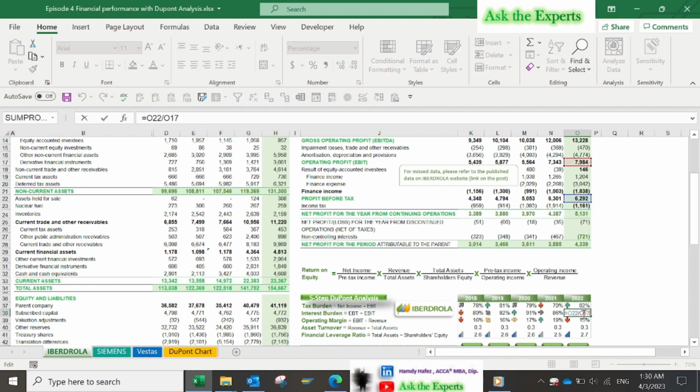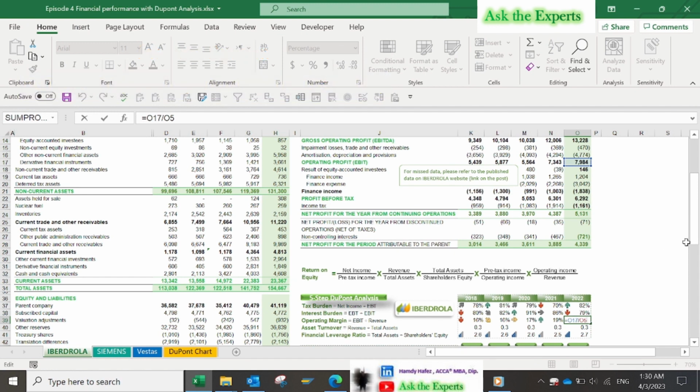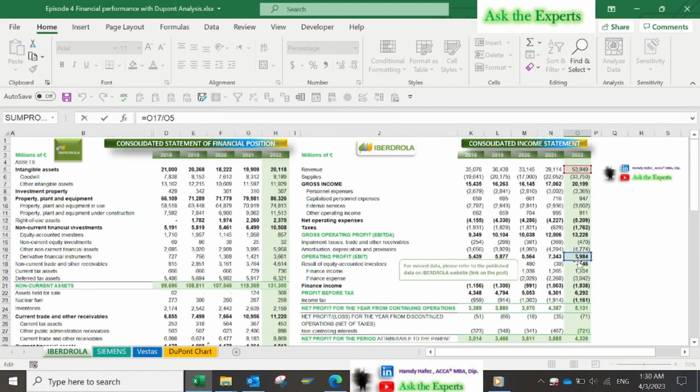The second step, we can see the effect of the interest expense on the net operating margin by calculating the interest burden. That's equal to the EBT, or the earnings before tax, divided by the EBIT, which is the earnings before interest and tax. The third step is where I break down the net profit margin or the operating margin by dividing the EBIT by the revenue.